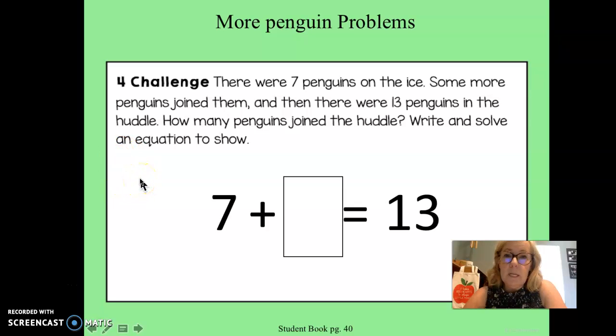If we were in class, I would have you draw 13 penguins or tally marks or circles. We've talked about it's not about the art, it's about the quantity. So I would do 1, 2, 3, 4, and so on tally marks. Underneath that, I would draw 7 tally marks, and then I would look at the difference, which is 6.